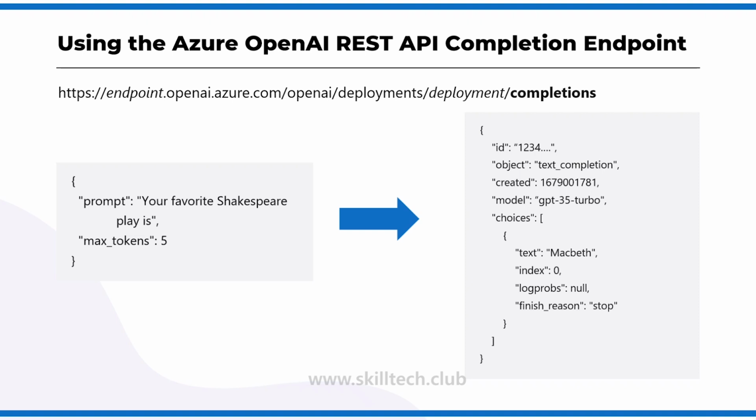When you send this request, you get the response, which shows you the text completion response. It's generated based on the model, which is GPT-35 Turbo, and it shows in the response that the input prompt you provided was "Your favorite Shakespeare play is", and then it specifies the answer, which is Macbeth. This is a very simple way to do request and response because this is an older completion endpoint.